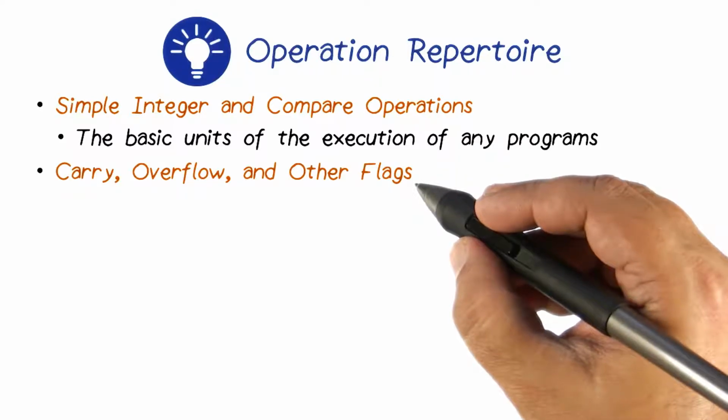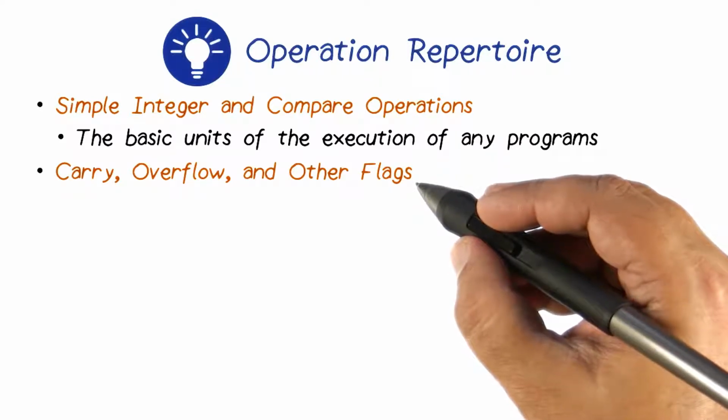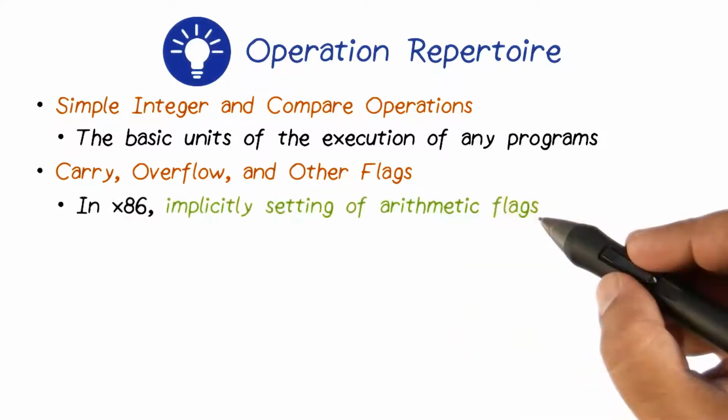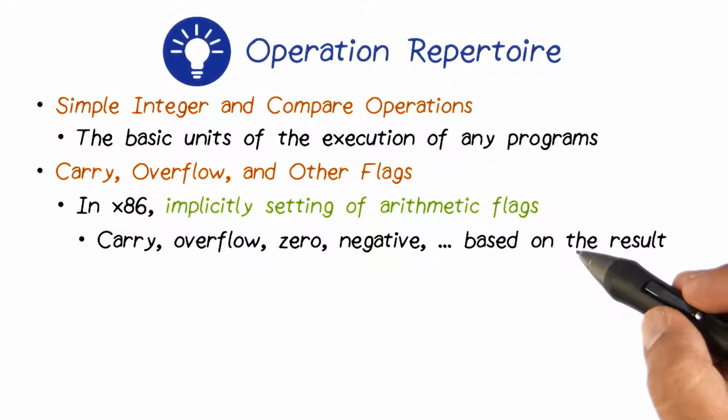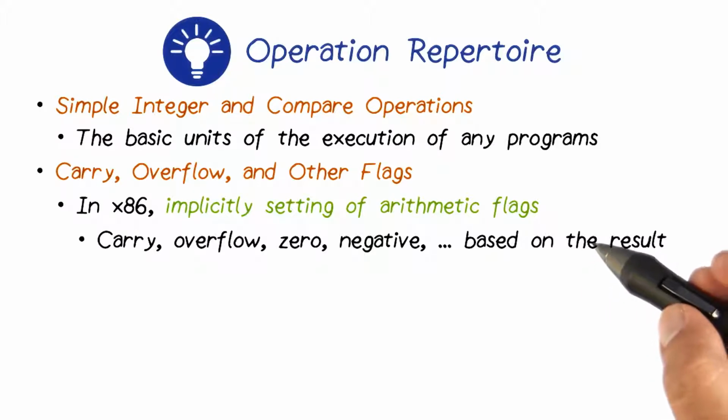One of the important things we need to support is carry, the other one is overflow and underflow, and some other flags. Most of the flags are implicitly set by the instructions. For example, in x86, all the flags of arithmetic operations are implicitly set. For example, carry, overflow, zero, negative, these are all set based on the value of the result.